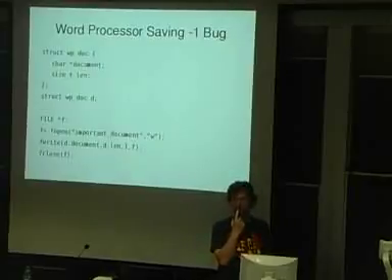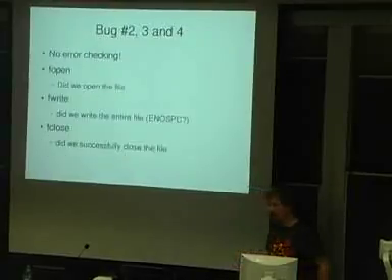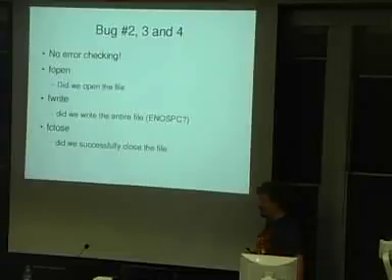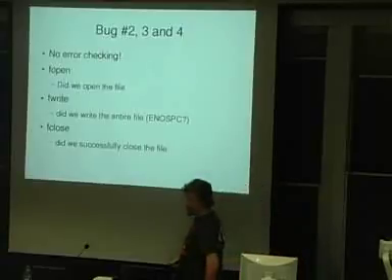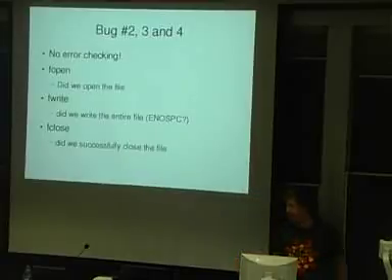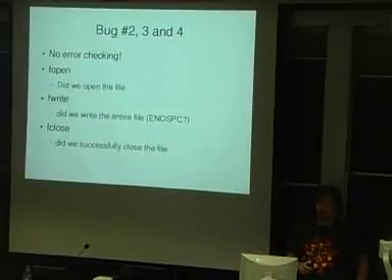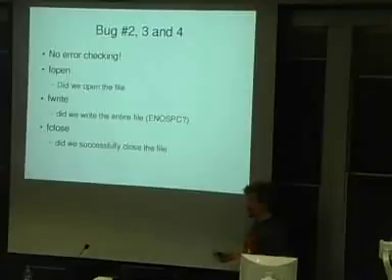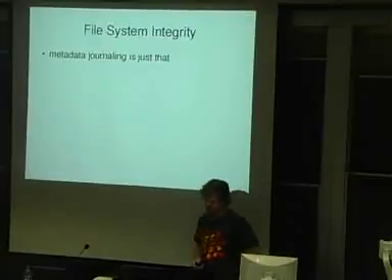What else might be the problem? Yeah, there's lots of stuff, like no error checking. Did we actually open the file? Did we write the entire file? Hitting ENOSPC halfway through it is going to be an interesting thing. With fclose, did we successfully close the file? It turns out that you can get EINTR on fclose.